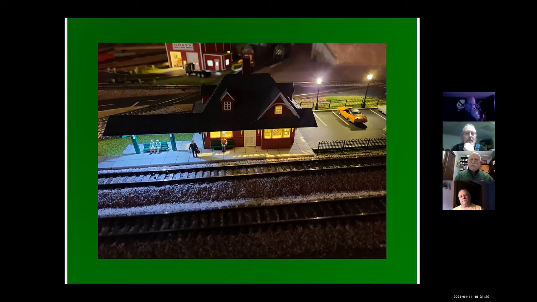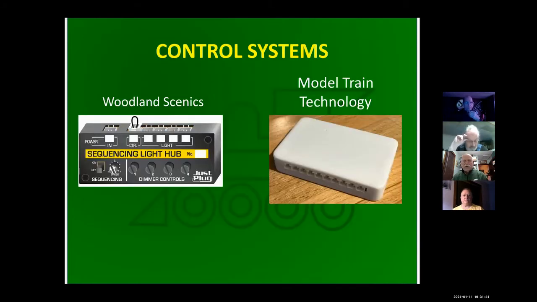Now let's talk a little bit about control systems. Your turnkey system's got things for you. Woodland Scenics has a thing called a sequencing light hub, and you can program that to make the lights go on and off. And again, you control the dimming and how fast the sequencing goes. So they bring that to you.